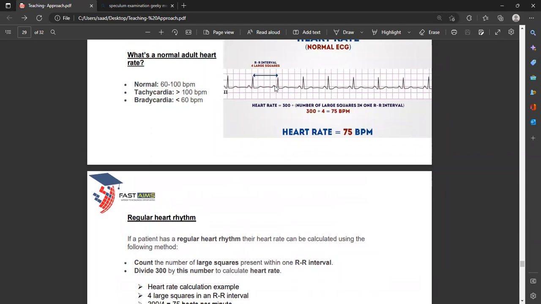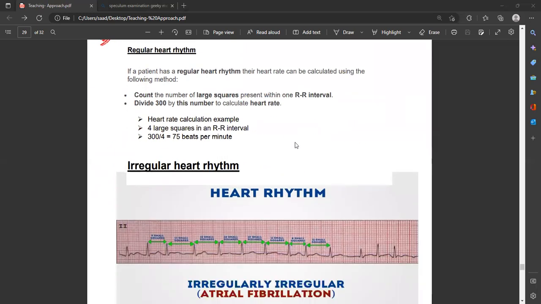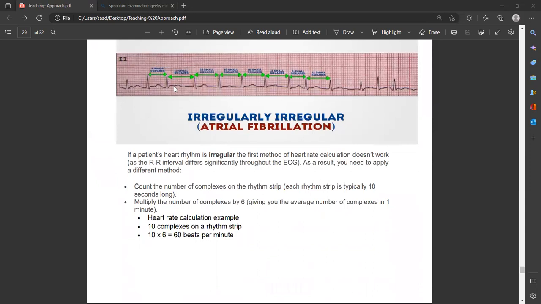We divide 300 by the number of big boxes between 2 consecutive QRS complexes. Like in this picture, there are 4 large boxes, so we divide 300 by 4, which is 75. Yes, a small box is 0.04 and a big box 0.2 seconds. So that's how we calculate rate. We divide 300 by the number of big boxes for a regular, normal rhythm. For irregular rhythms, we count the QRS complexes in 30 big boxes or throughout the ECG.